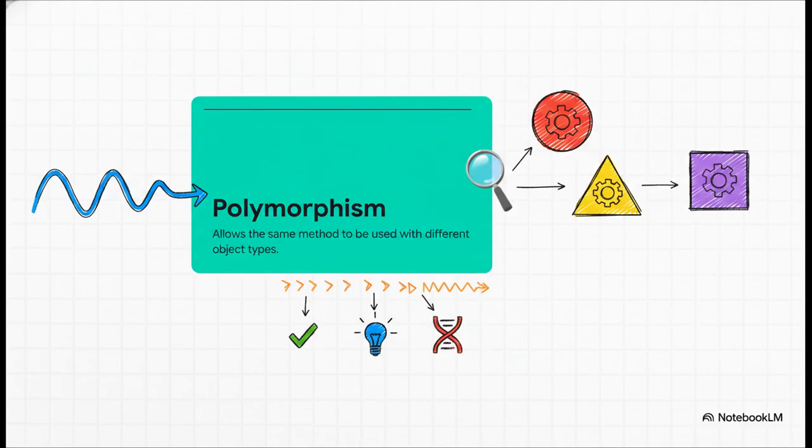The exact behavior that actually runs depends entirely on the specific class of the object being used at that very moment. It's what gives your software its true flexibility. You write a generalized command, and you trust the underlying objects to figure out the specifics.